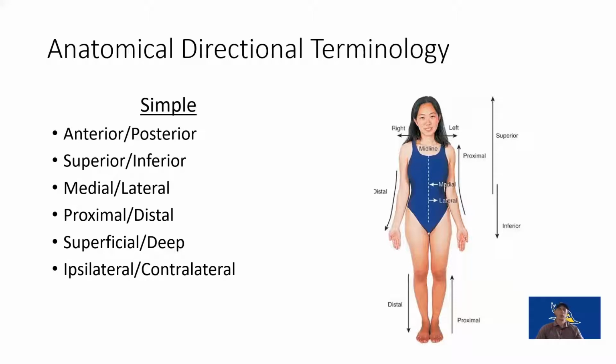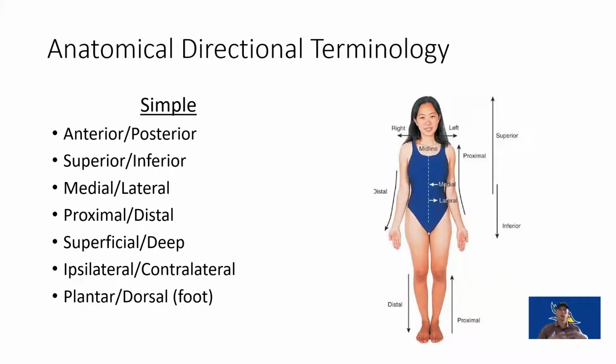With ipsilateral and contralateral, this is dealing with sides. So ipsilateral is same side, contralateral is opposite side. So my right hand and my right foot are ipsilateral to each other because they're on the same side of the body. Contralateral, so if my right arm compared to my left arm, they are contralateral to each other. They're on opposite sides of the body.